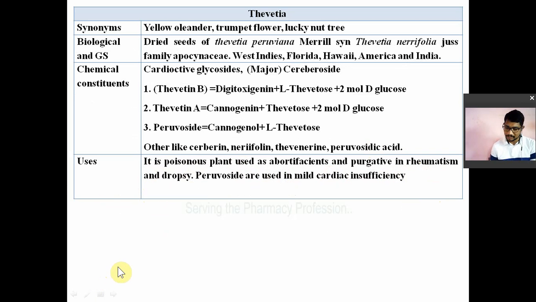There are a lot of drugs which are mentioned in the syllabus. All the drugs are not important, but I am taking the important ones. We have a lot of topics.